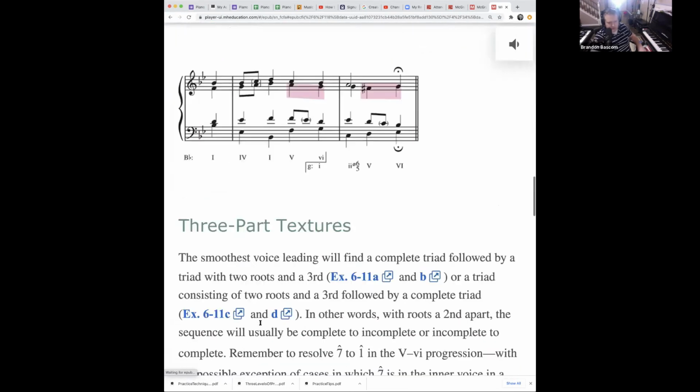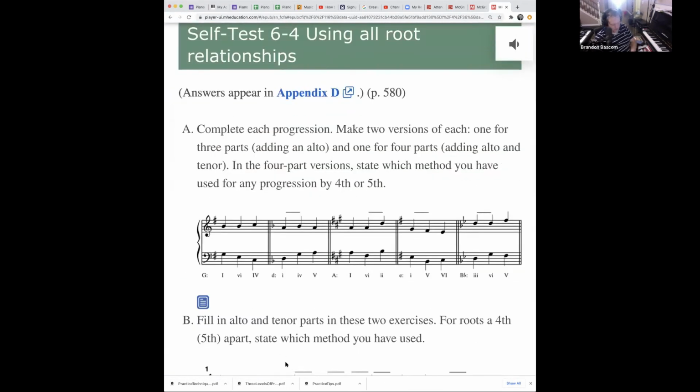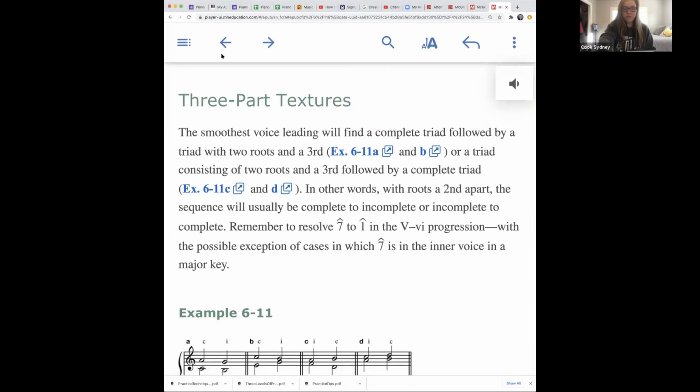I can't remember which one it was. I think it was in chapter 5, where we had to critique melodies and part writing problems. Anybody? Yes, I remember that. What were some part writing problems? It was chapter 5. Let me go there real quick.